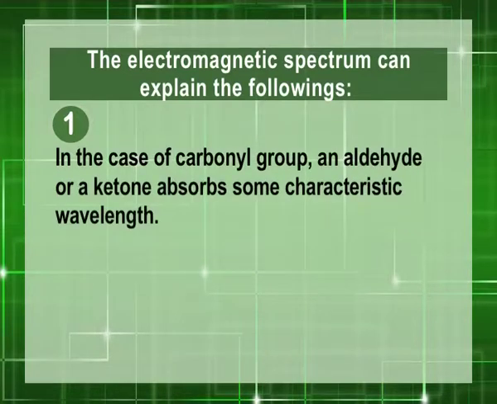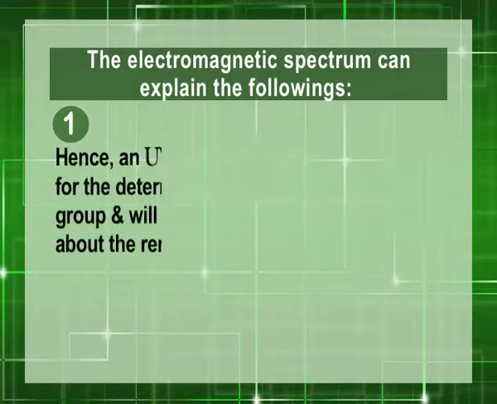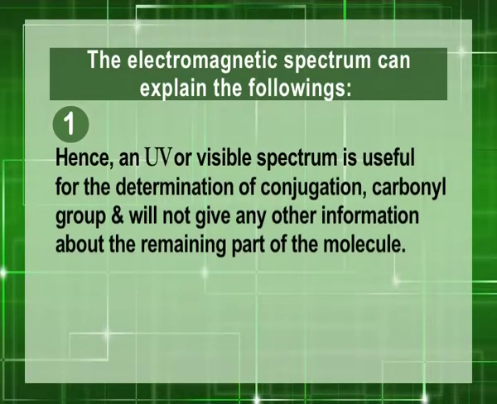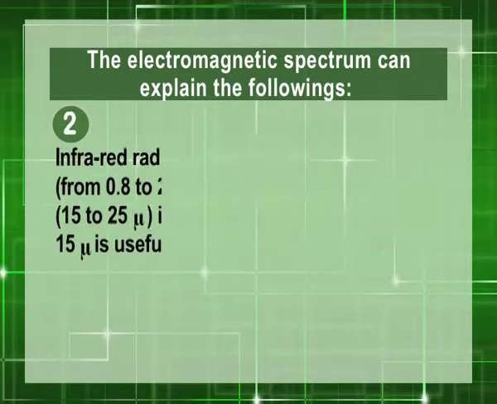In the case of the carbonyl group, an aldehyde or a ketone absorbs some characteristic wavelength. Hence, a UV or visible spectrum is useful for the determination of a conjugated carbonyl group and will not give any other information about the remaining part of the molecule.